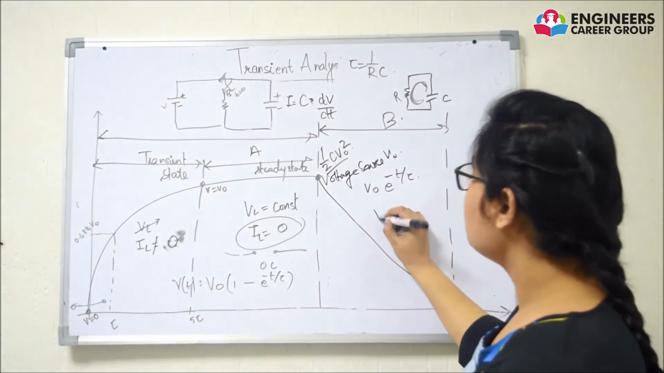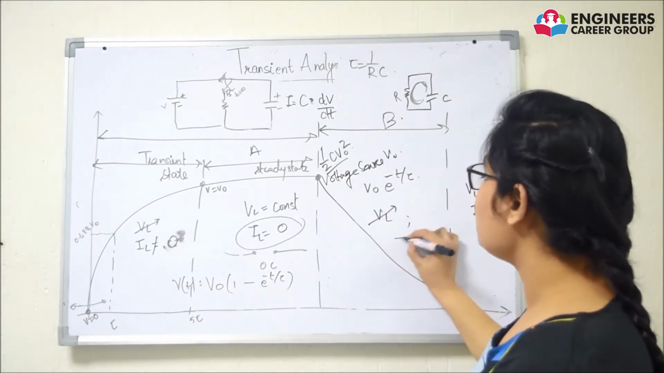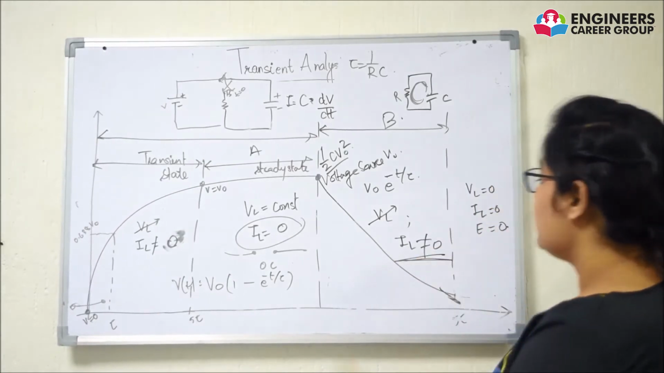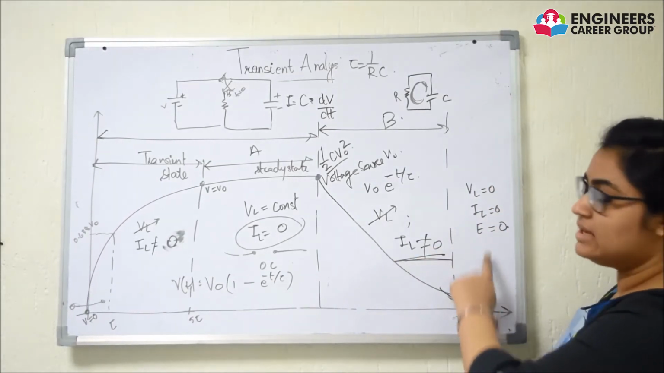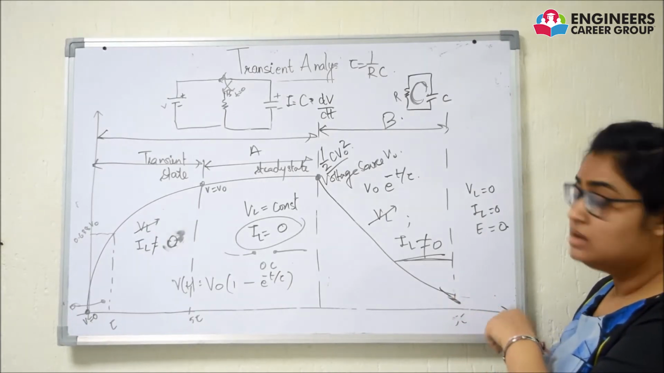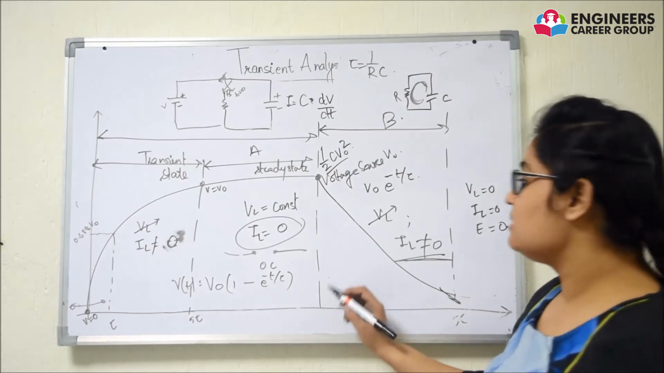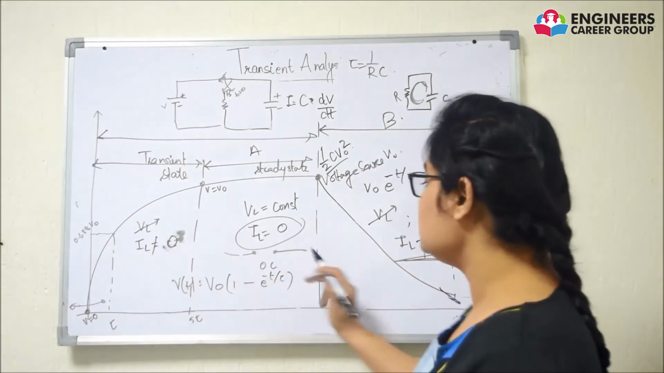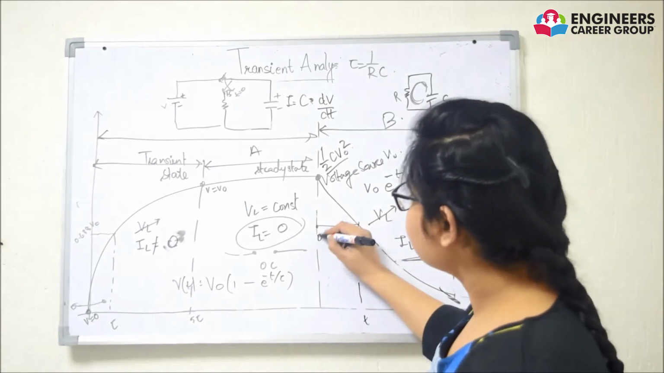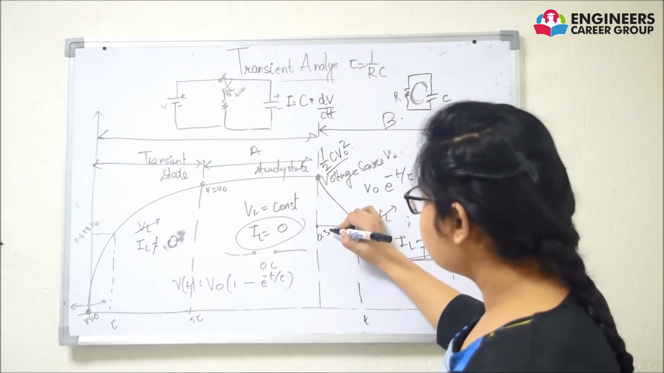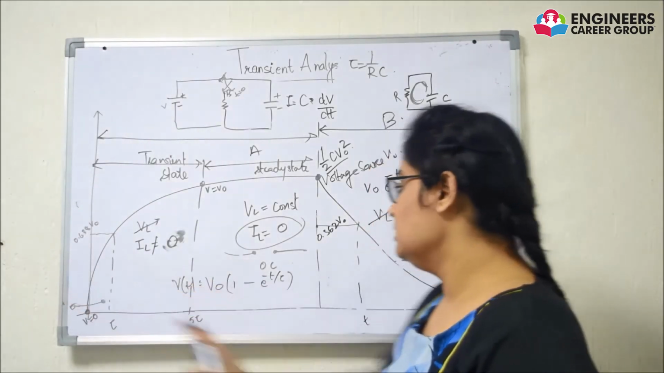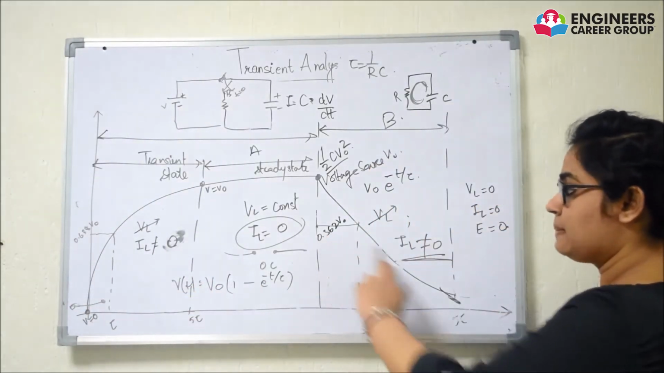Again in this region, VL is variable, therefore IL is a non-zero quantity. And after this, when VL becomes 0, IL becomes 0, and the energy in the capacitor is dissipated across the resistance. This is my discharging, this is my charging. The value of tau is again 0.362 V naught. This is my value of tau for charging, and the value of tau for discharging.